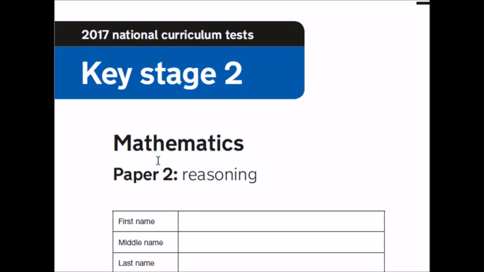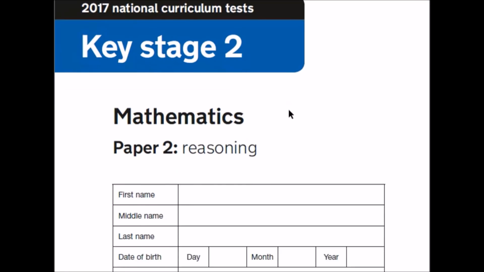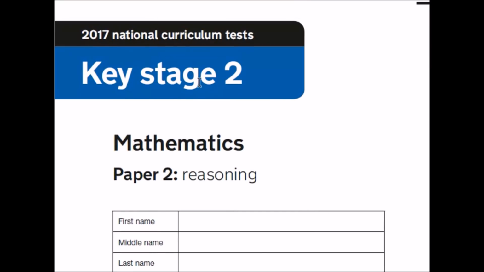So here we'll be looking to solve the maths paper 2 reasoning test. Now for you guys out there, if you haven't seen the first paper, I recommend you look at paper 1, which I also have in the description comment below. And I also recommend that you get a piece of paper or the exam paper itself and do these questions as I do it. But yeah, let's go through it.